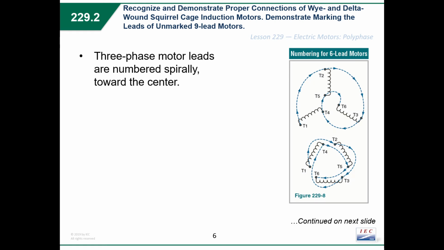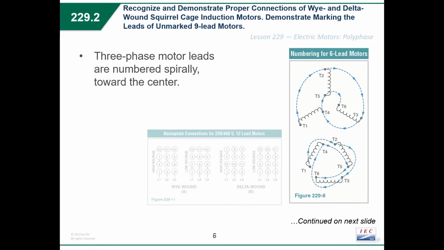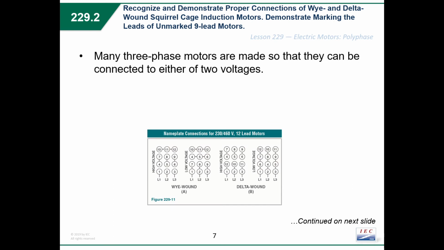3-phase motor leads are numbered spirally towards the center. So kind of interesting. You got to follow these spiral lines here. We have T1, T2, T3, and then we just kind of keep spiraling in towards the center. Same on our delta. That's a nice kind of rule of thumb to imagine what's going on. I think that's a really nice graphic right there.